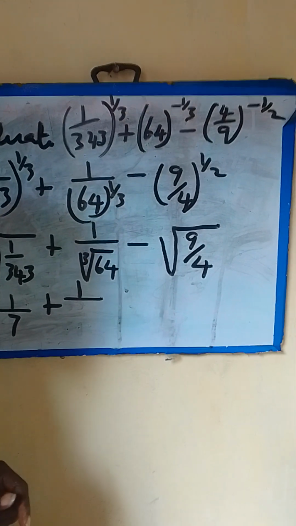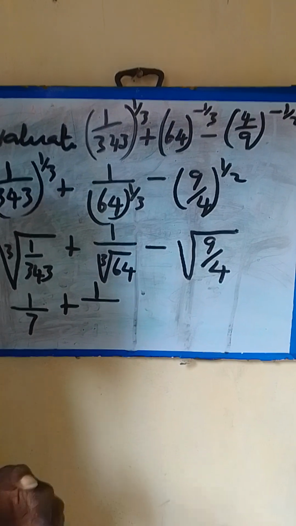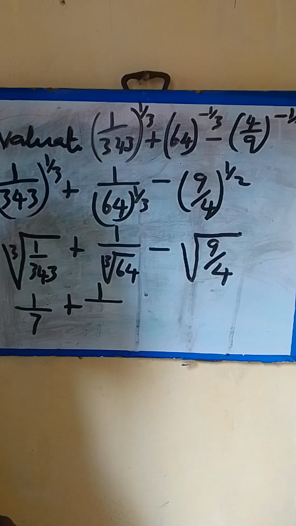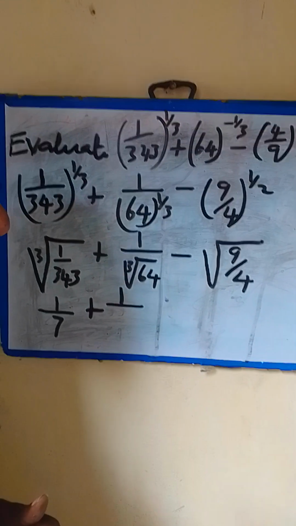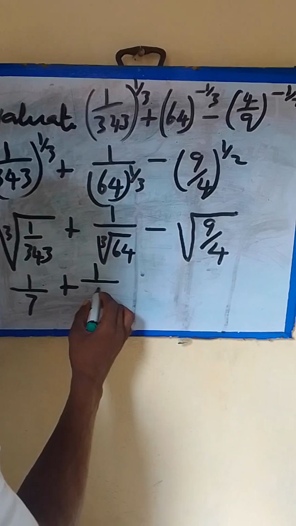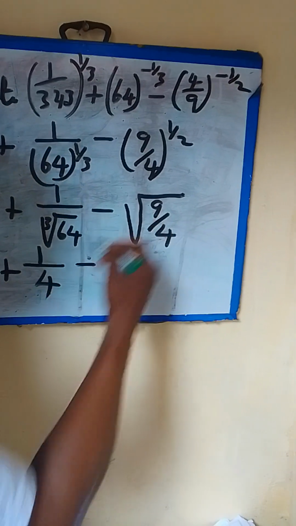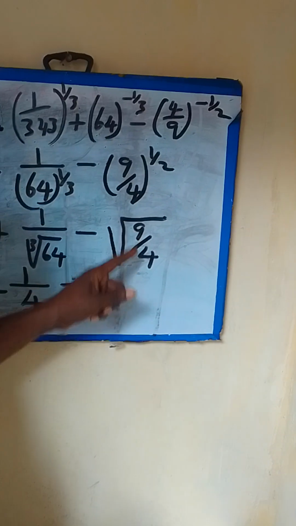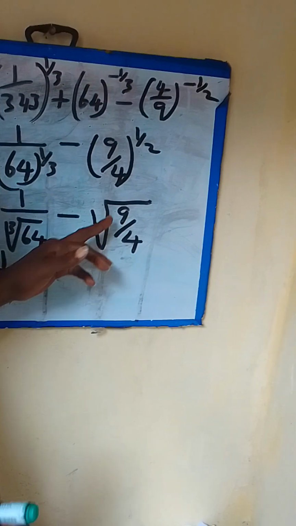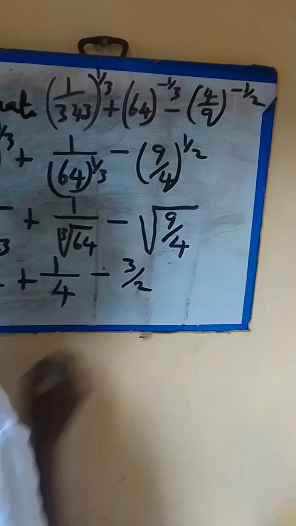The cube root of 64 is 4. You look for a number that when you multiply it 3 times by itself will give you 64. So 4 times 4 times 4 will give you 64. Now the cube root of 64 is 4, minus. Now you look for the square root of 9 and the square root of 4. The square root of 9 is 3 and the square root of 4 is 2.